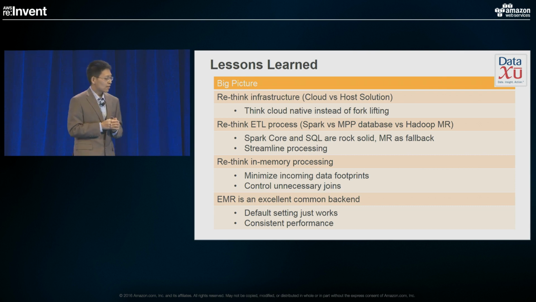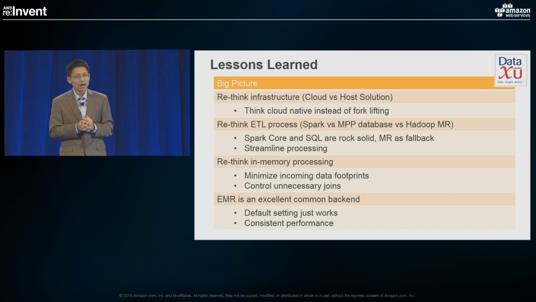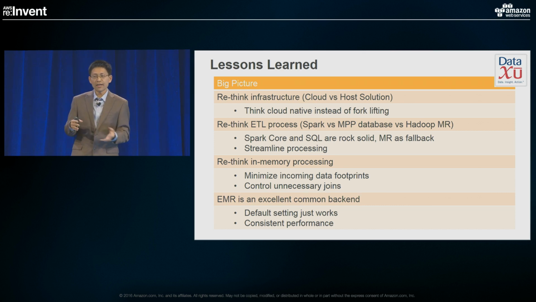And last but not least, EMR is our excellent common backend. We took EMR and just plugged in the default configurations with maximized resource allocation. And that produced sufficient performance for us. We didn't require any performance tuning. The only thing we looked at is making sure broadcast hash join is working for us. As we also mentioned previously, EMR gave us very consistent performance.